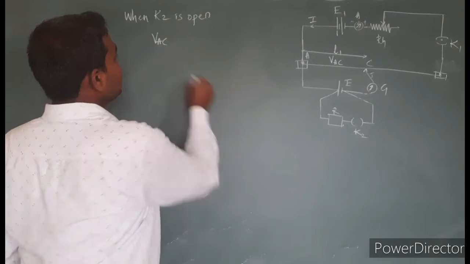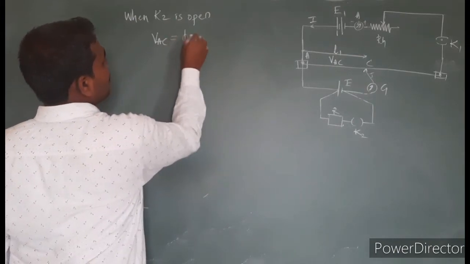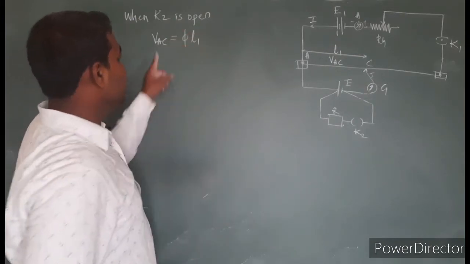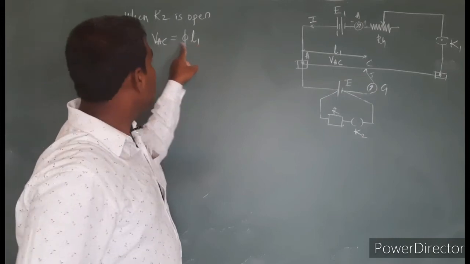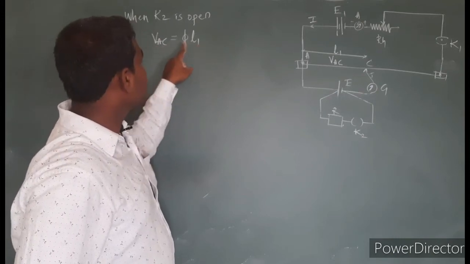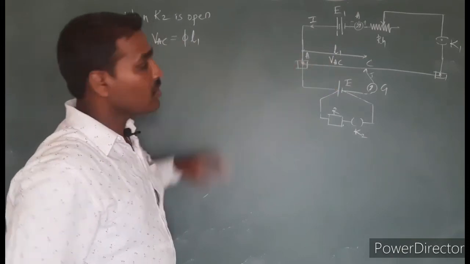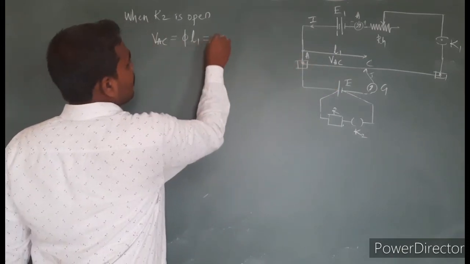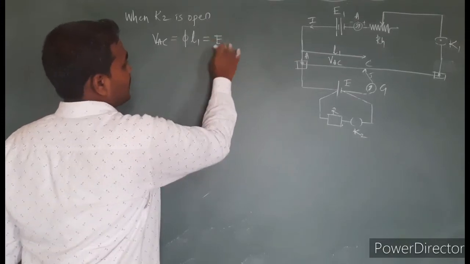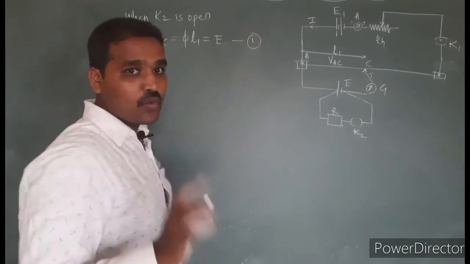And VAC is equal to what? We have seen that it is equal to phi into L1. VAC is directly proportional to L1, so we can write VAC is equal to phi into L1, where phi is the potential gradient, which is a constant value. So this is equal to the EMF of the cell. Let this be equation number 1.